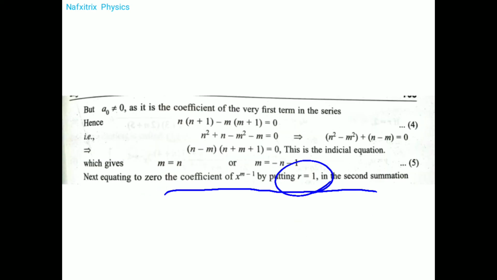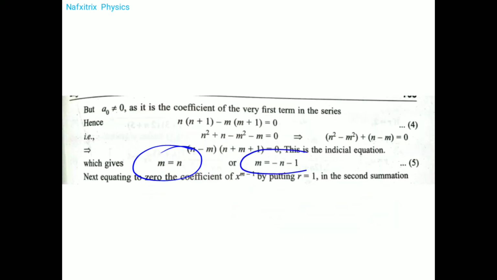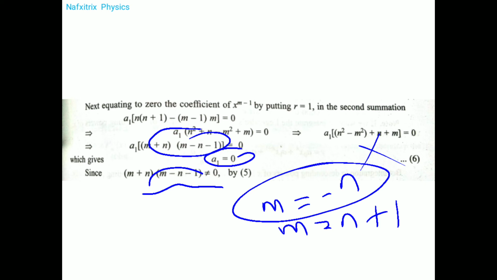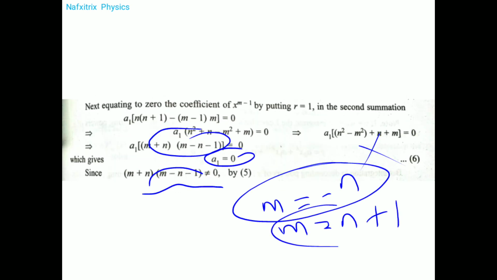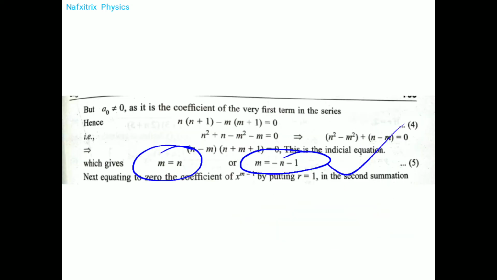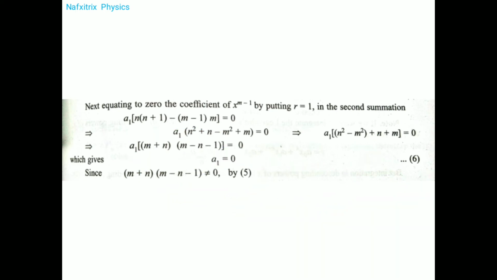But here we have the values of m as m equals n, while here it is m equals minus n, quite opposite. And here m equals minus n minus 1, while here m equals n plus 1, that is minus of n plus 1. So this is not possible. It is against the fifth equation. Hence this could not be equal to 0, and the only possible thing is a1 equals 0. That's why a1 is 0.